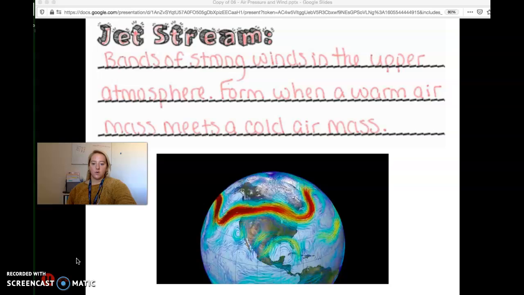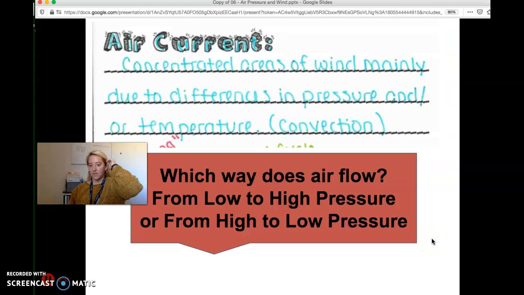Fantastic. So our next thing that we're going to talk about, besides the jet stream, is air currents. These are concentrated areas of wind, mainly due to differences in pressure and or temperature, or convection. We have these predictable air currents, along with our major surface winds, like our trade winds and our westerlies and our easterlies. We call them air currents. So it's a movement of air, pretty much, wind.